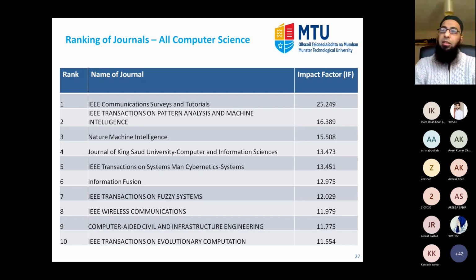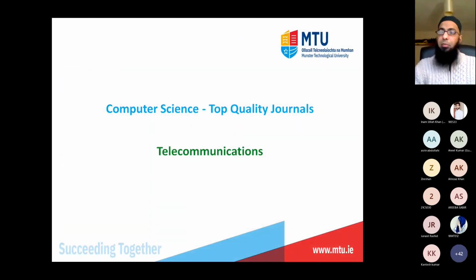Then you have IEEE Transactions on Pattern Analysis and Machine Intelligence. It has an impact factor of 16.38. Then you have Nature Machine Intelligence, which has an impact factor of 15.5. Then you have other journals, but these journals are from different subdomains within the computer science domain. Now we need to go further into depth and look at discipline-specific journals.